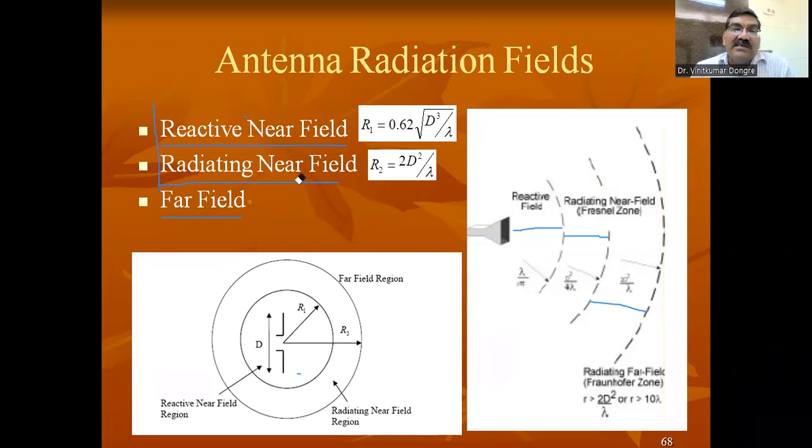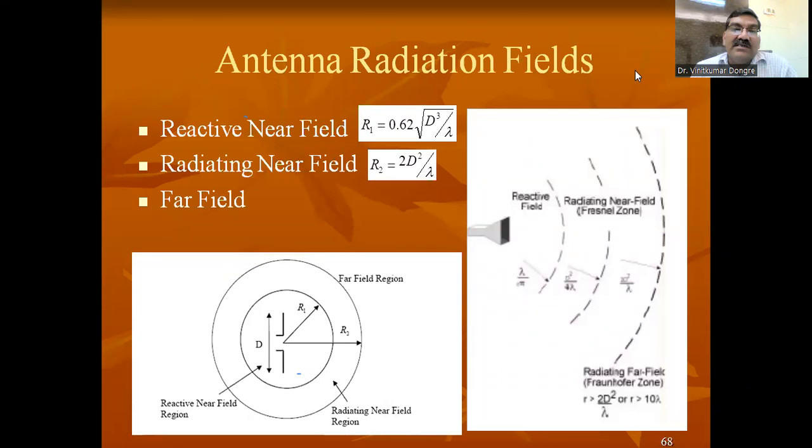We use this mainly in the radiation pattern calculation. If you want to experimentally calculate the radiation pattern of an antenna, then the minimum distance between transmitting and receiving antenna must be greater than 2D square by lambda. These are the notations for this. This is antenna radiation. This is a simple concept, nothing great here, and it is common to any type of antenna.